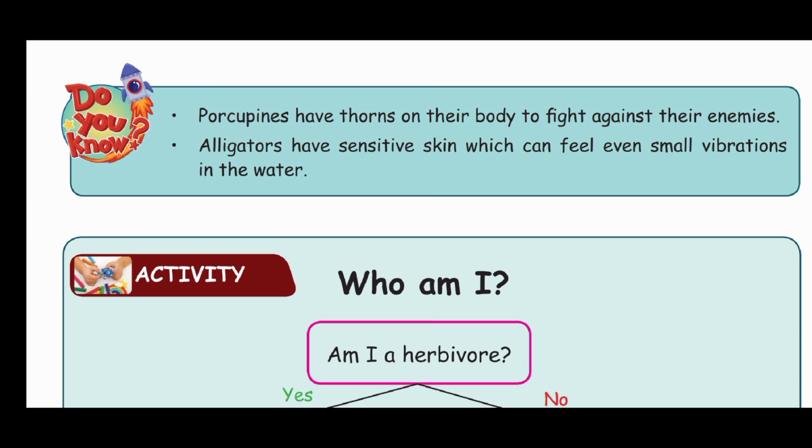Alligators have sensitive skin which can feel even small vibrations in water. So if we throw any small object, it can sense it very easily. The skin has so much sensitivity towards what is happening around them. So it will help them to get their prey very easily.